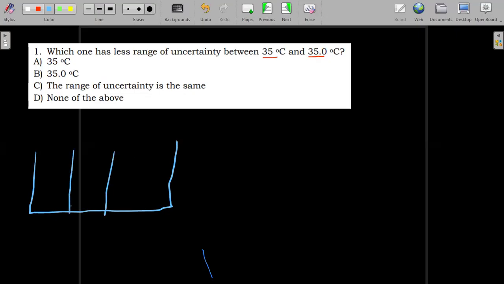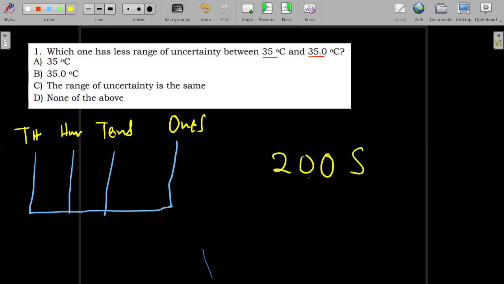Those two are things like that. So we said on the abacus, these are ones, these are tens, these are hundreds, and then these are thousands. If you are given a number, let's say 2005, it means this 2 is in the thousands, this 0 is in the hundreds, this 0 is in the tens, and this 5 is in the ones. To get the uncertainty for this number, first of all, we are going to identify the uncertain digit.